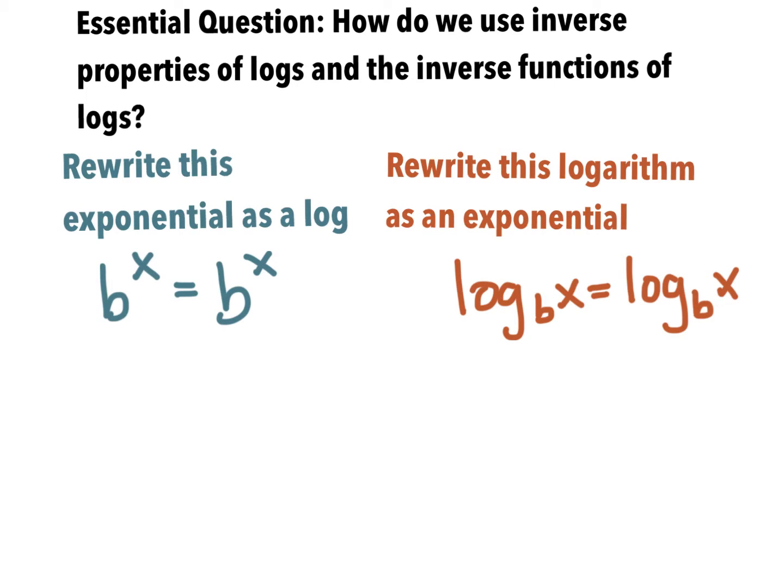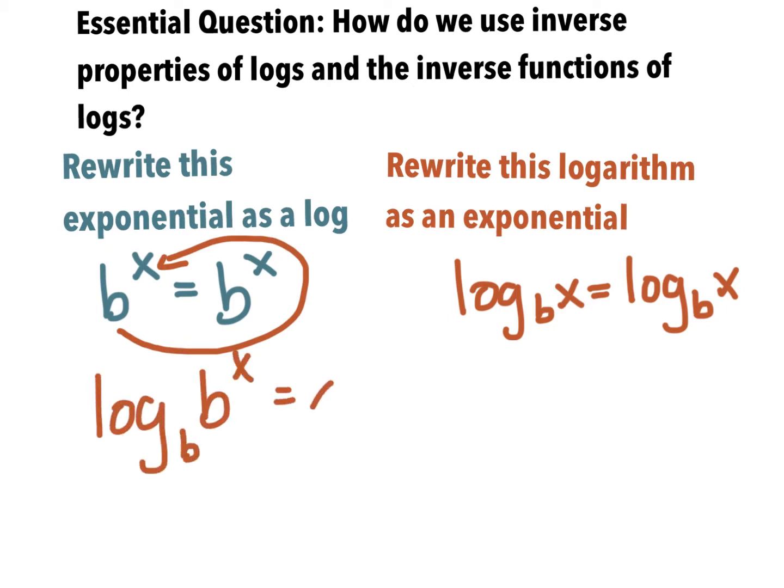You'd have log base b of b to the x equals x. So here we see that if we have log base b of b to the x, it's all equal to just this x. So if this base is the same as this base, you just get x.